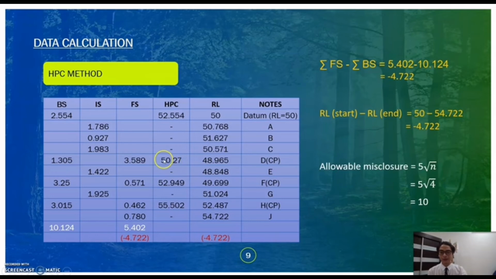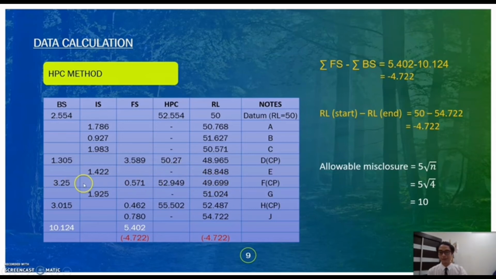Okay, so next 50.27, you need to minus with 1.422 and you will get 48.848. Repeat the same step again. 50.27 you need to minus with 0.571, then you will get 49.699.